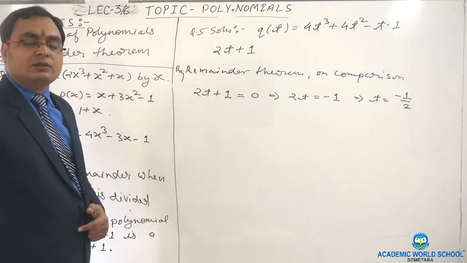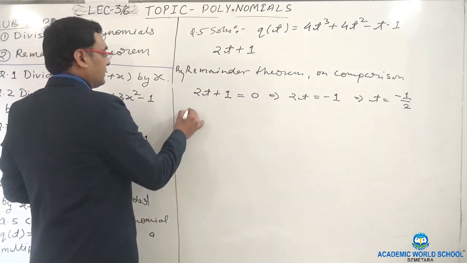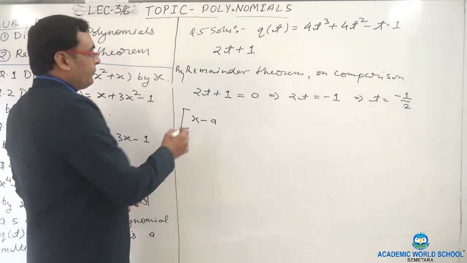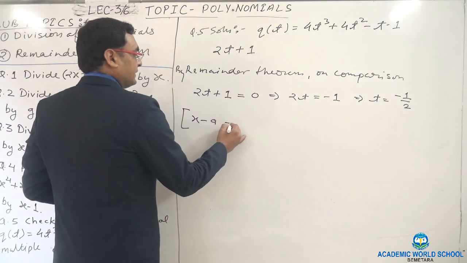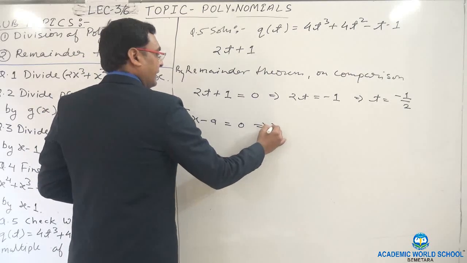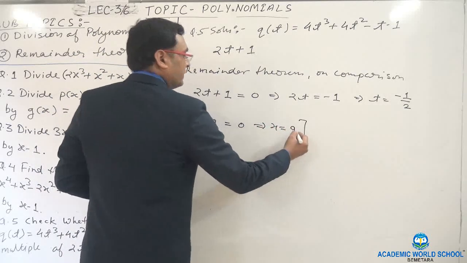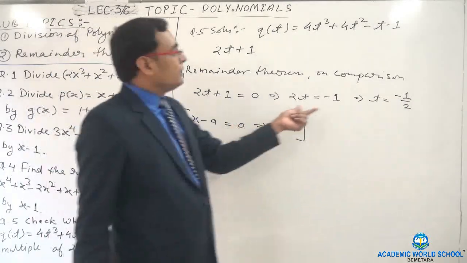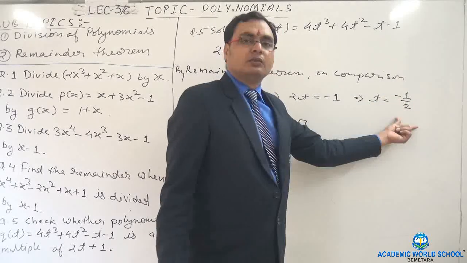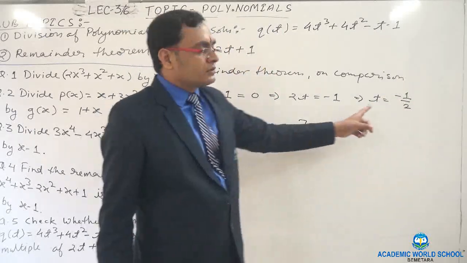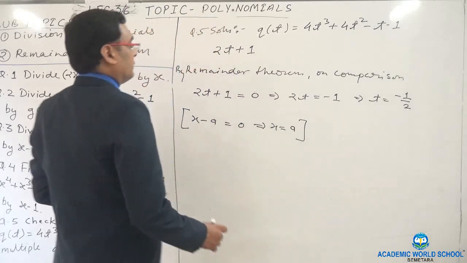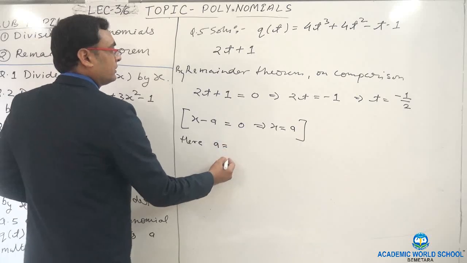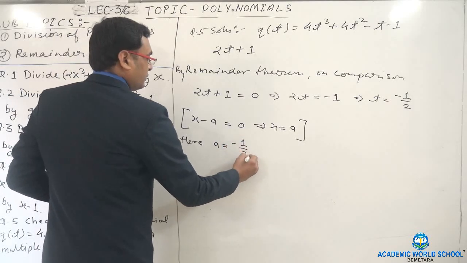Why did we get this value of t? Look at here in remainder theorem, what it states, the linear polynomial is x minus a. Now if you put x minus a is equal to 0, then what we will get? x is equal to a. So here we got the value of t as minus 1 upon 2. It means the value of a will also be equal to minus 1 upon 2. So here a is equal to minus 1 upon 2.